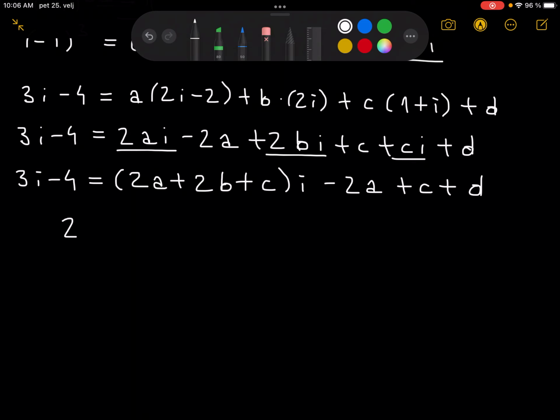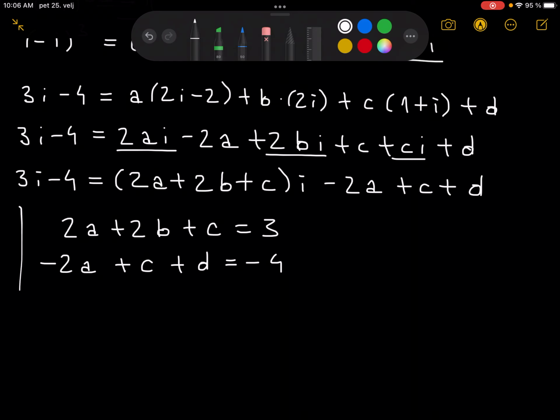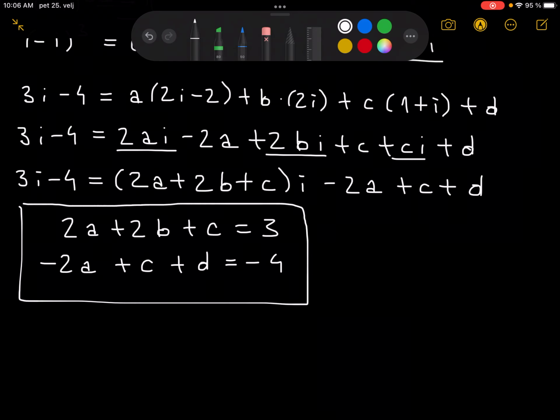So the first of those equations is going to be that 2a plus 2b, let me just write that a little prettier. So 2a plus 2b plus c is equal to 3. And negative 2a plus c plus d is equal to negative 4. Okay, so these two equations constitute the first part that's going to help us.